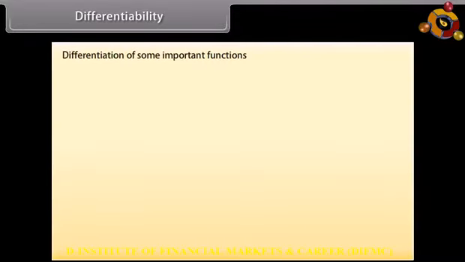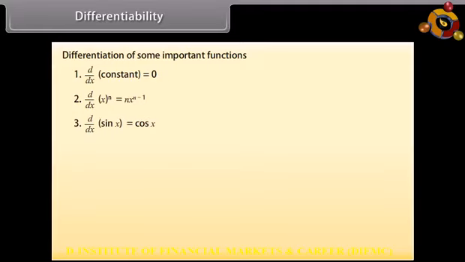Differentiation of some important functions. 1. d by dx of constant is equal to 0. 2. d by dx of x raised to power n is equal to n into x raised to power n minus 1. 3. d by dx of sin x is equal to cos x. 4. d by dx of cos x is equal to minus sin x. 5. d by dx of tan x is equal to sec square x.